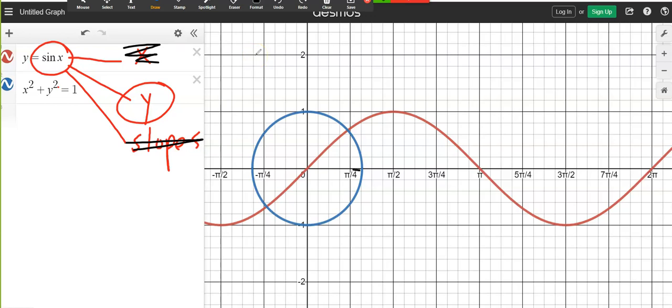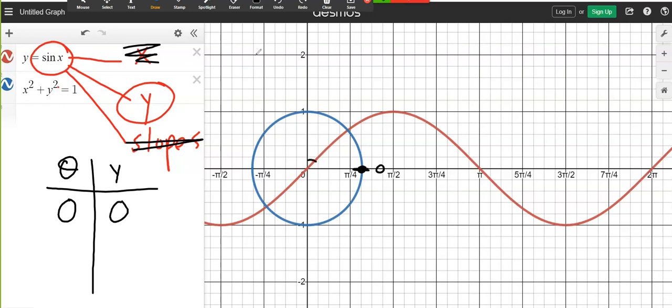Well, this is 0 degrees, or 0 radians. Looking at this coordinate sitting right here at the edge of the circle, what is the y value at 0 radians? 0. Which means that puts a coordinate right there at 0, 0.